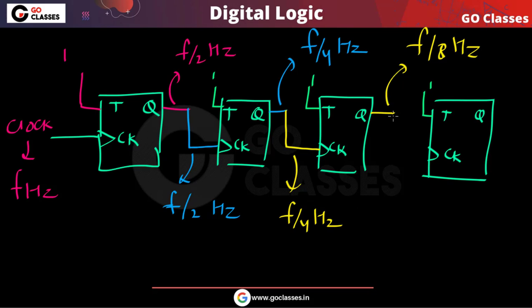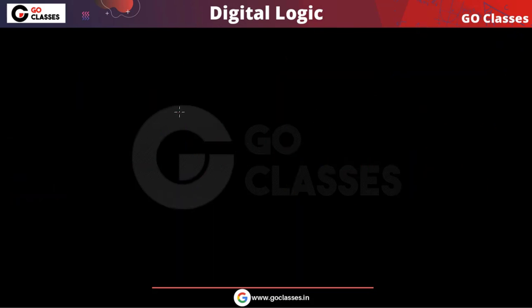Now again you can notice that the output of this flip-flop you can give as clock to the next flip-flop. Now this clock has frequency f by 8 hertz, so the output will have frequency f by 16 hertz. So this is the idea. So you can notice, if you want to divide by 2 power k, then what you can do in the same manner.